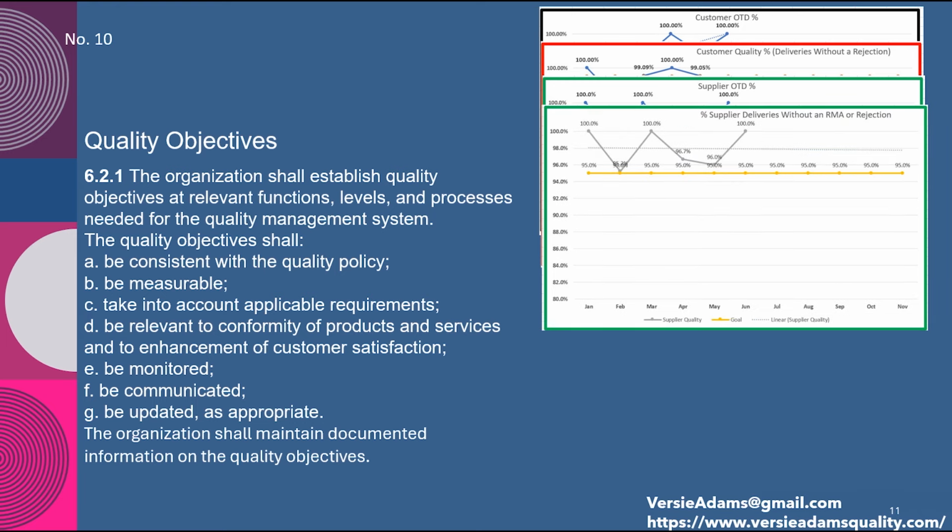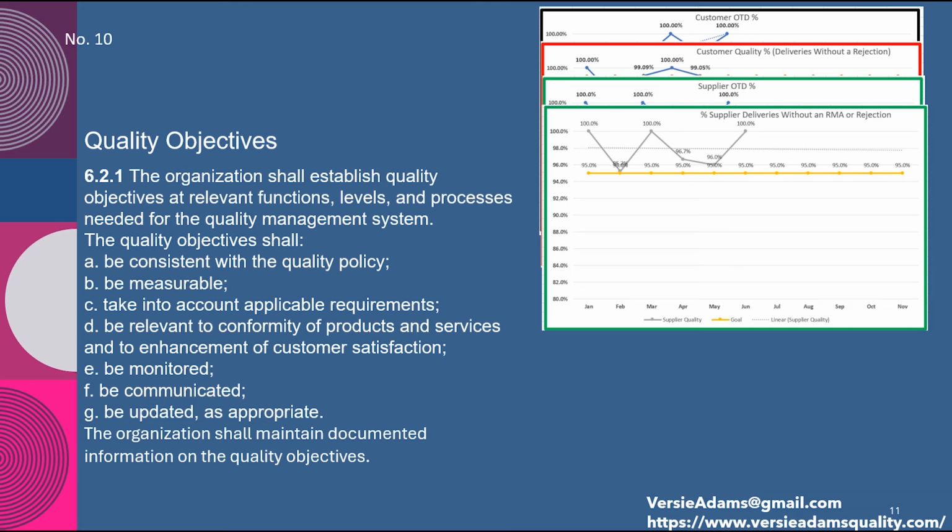And one more I have for you is supplier deliveries without an RMA or rejection. So it's basically the same as customer quality, except you're measuring the quality of delivered products to you from your suppliers. And then again, in this example, the goal is 95%, and the actual is shown by the gray line, and it's updated monthly, and it's updated through June.